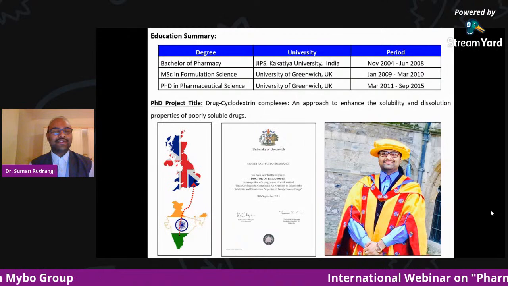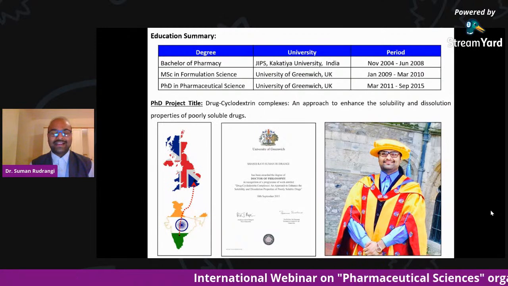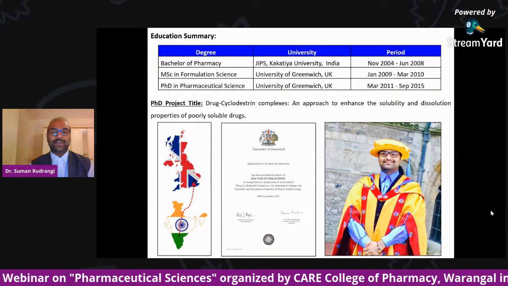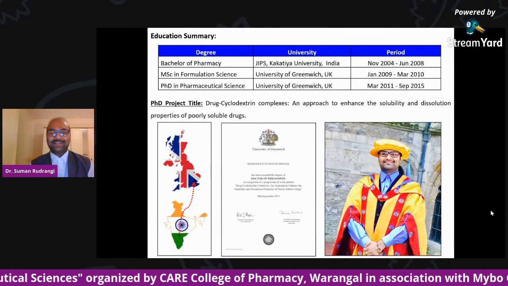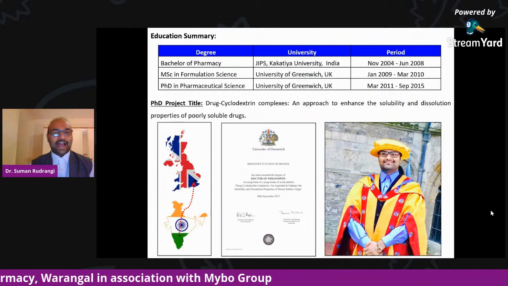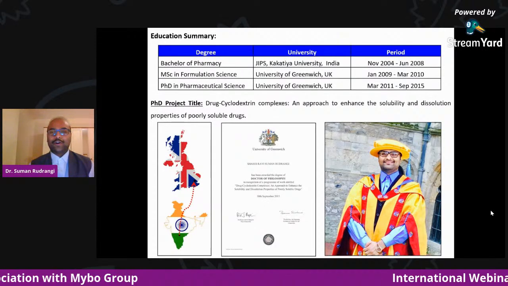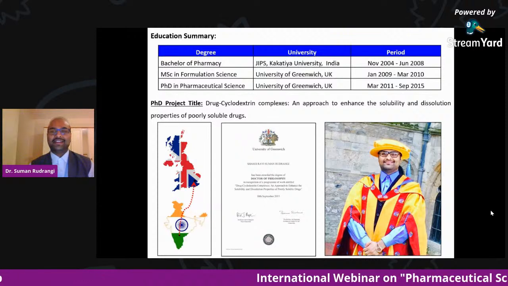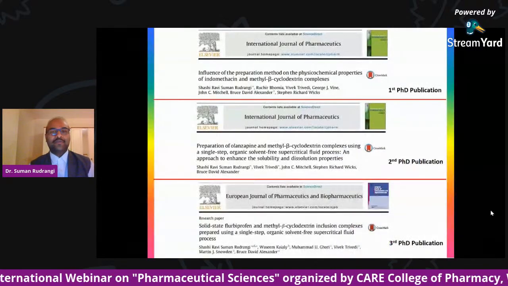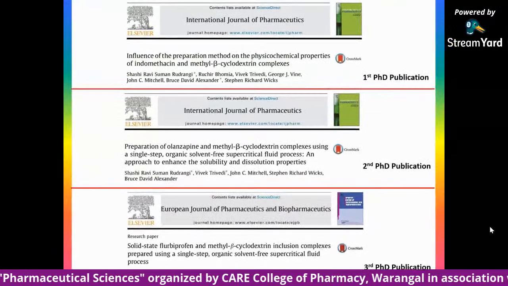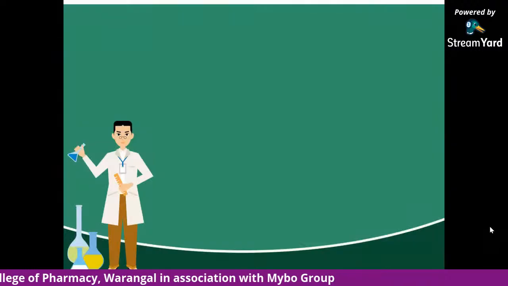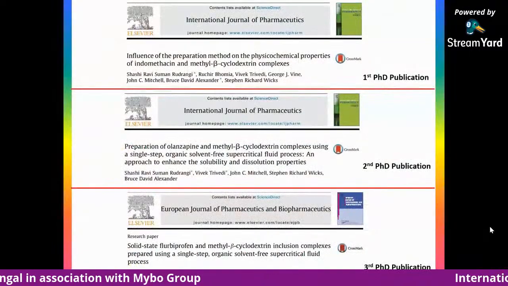Later, I got an admission to pursue my Doctorate in Pharmaceutical Science at the University of Greenwich, and did it between March 2011 and September 2015 under the esteemed guidance of Professors Steve Wicks and Dr. Bruce Alexander. My PhD title is Drug-cyclodextrin complexes, an approach to enhance the solubility and dissolution properties of poorly soluble drugs. I worked on various active pharmaceutical ingredients like indomethacin, olanzapine, and flurbiprofen, mainly BCS class 2 drugs, which are poorly soluble.